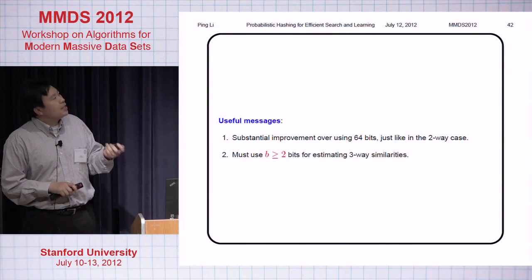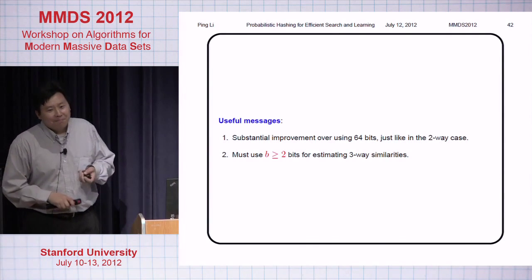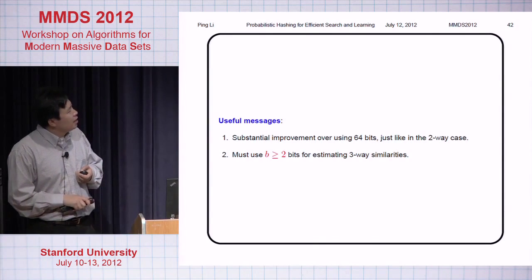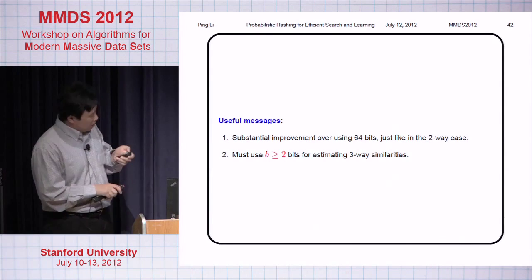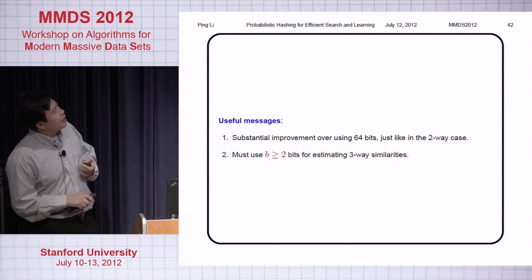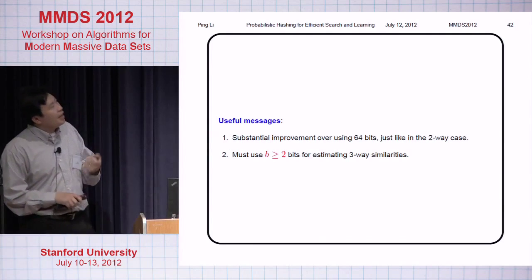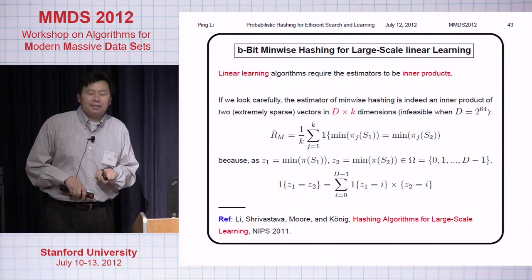And if you want 3-way similarity, you need at least 2 bits. Otherwise, the 1 bit only gives you the pairwise information. So that's for 3 ways. I'm not going to talk too much about it. So now let's talk about learning. So how do we use minwise hashing for learning?